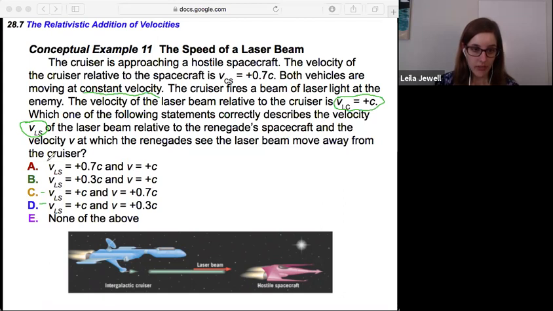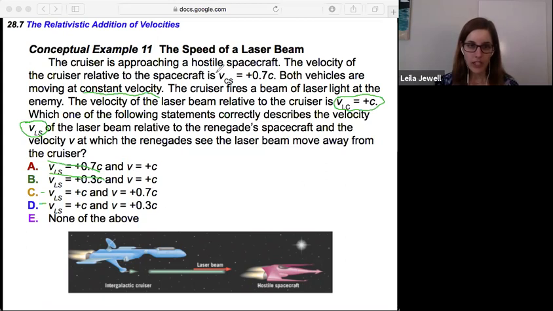Because A, the spacecraft sees the laser moving at 0.7 the speed of light, or B sees it moving even slower compared to the speed of light. And the laser needs to travel at the speed of light in any inertial reference frame. So we've already cut out half of our options, or just about, minus E, none of the above. And so then we can look at the second part, the velocity v at which the Renegades see the laser beam move away from the cruiser.